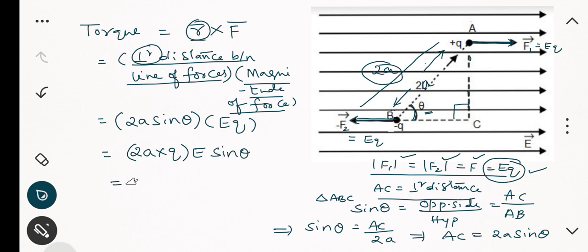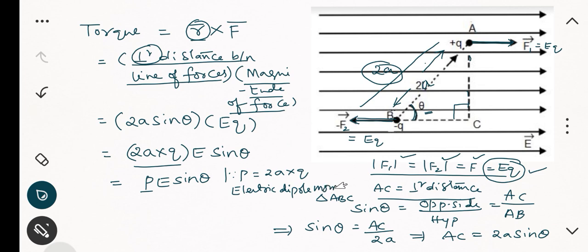Here 2a into Q is called P, so the torque is P E sin theta. P is equal to 2a into Q, which is the electric dipole moment.